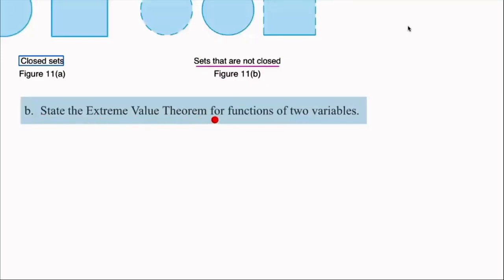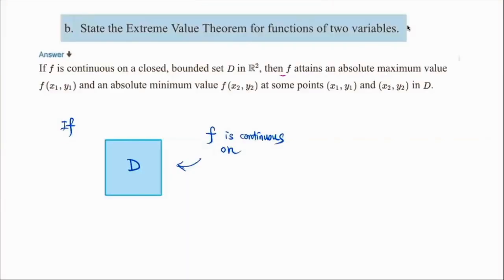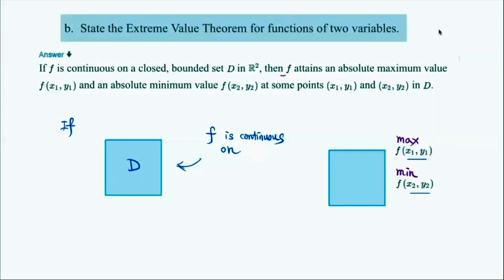State the extreme value theorem for functions of two variables. If a function f is continuous on a closed and bounded set, like this D over here, then that guarantees that the function f is going to attain an absolute max and an absolute min inside this closed bounded set. Say the function attains an absolute max f(x1, y1) and an absolute min f(x2, y2) on this closed bounded set D. Those max and min are called extreme values. They can occur in the interior of this closed bounded set or at the boundary of this closed bounded set.